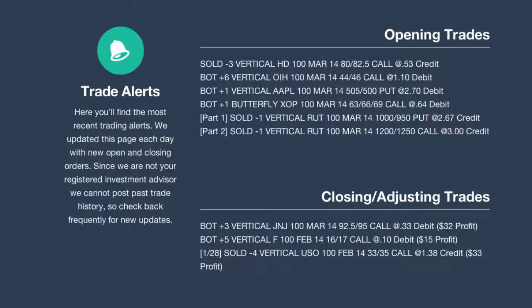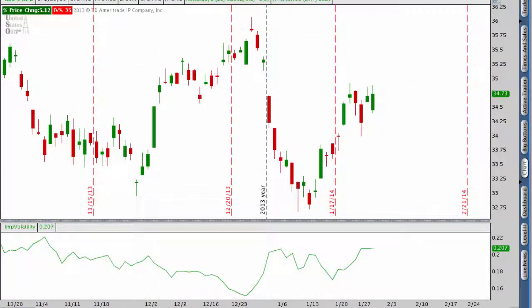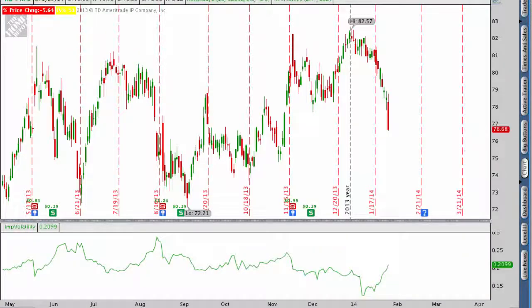I'll start off with the vertical call spread that we had in HD, which is Home Depot. So we sold the 82.5 call spread and took in a premium of $53 per spread. So again, that means we sold the 80, bought the 82.5. The net difference in price was $53 per spread. So if we actually go to Home Depot and take a look at why we entered this vertical call spread, why didn't we just buy an option?